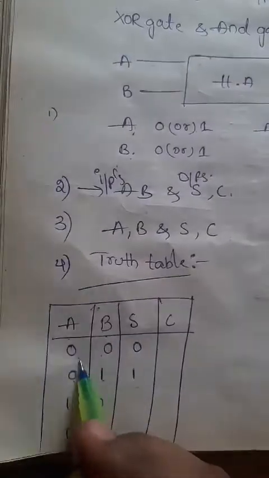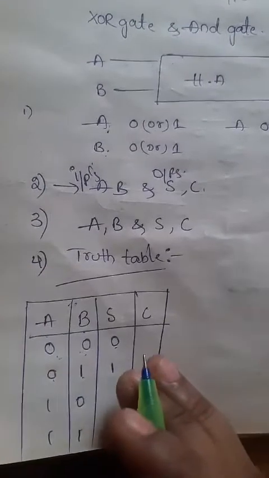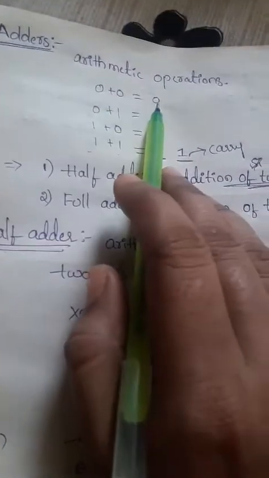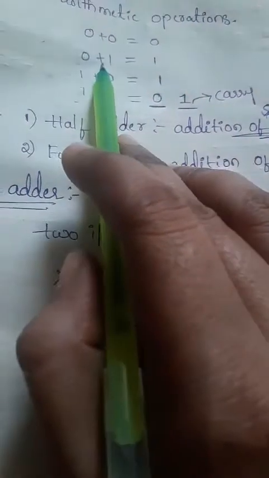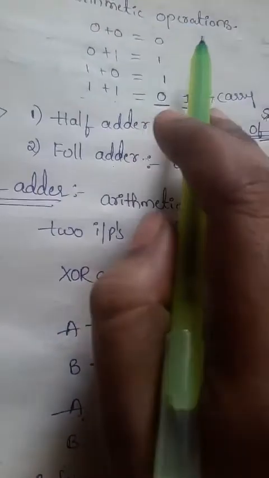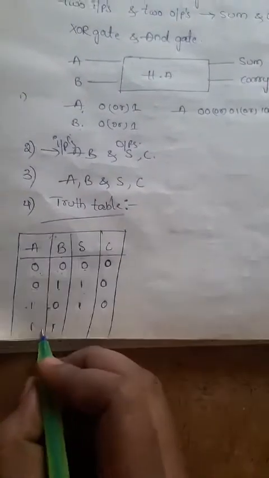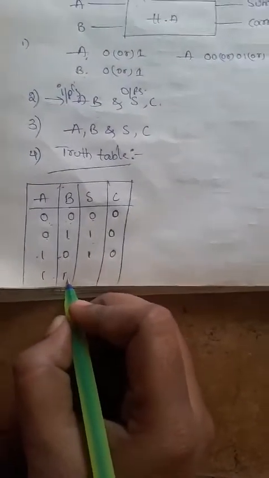So here 0 plus 0 is 0, with no carry, so the sum is 0 and the carry is 0. And 0 plus 1: the sum is 1, and there is no carry, so the carry is 0. Similarly, 1 plus 0 is 1, and there is no carry here. And when coming to 1 plus 1, in arithmetic addition you are getting two values.